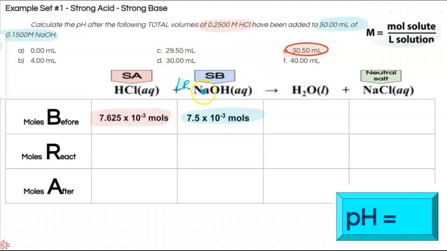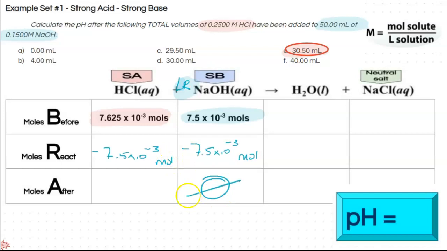So now we've changed things up a little bit. Now my sodium hydroxide is the limiting reactant. So I'm going to use up all 7.5 times 10 to the negative third moles of the base, and I'm going to use up the same amount of the acid. So minus 7.5 times 10 to the negative third moles of acid. When it's over, the base is entirely gone, and I am left with 1.25 times 10 to the negative fourth moles of my acid.